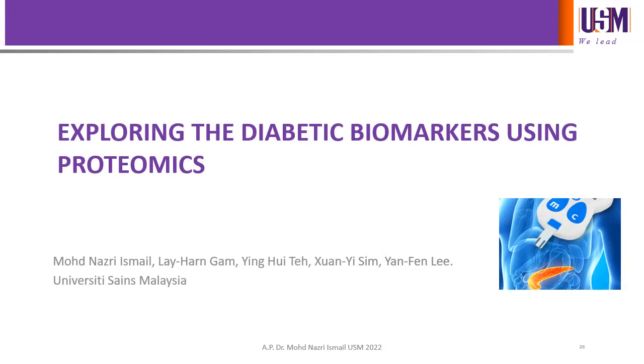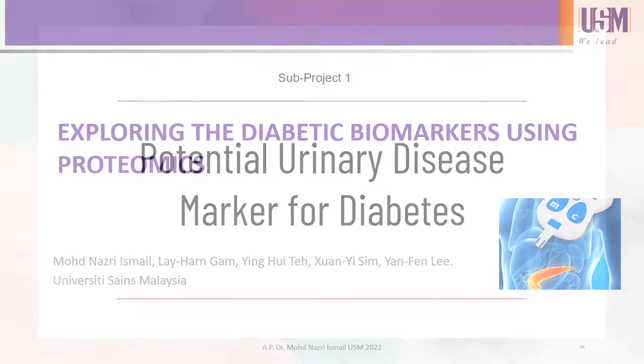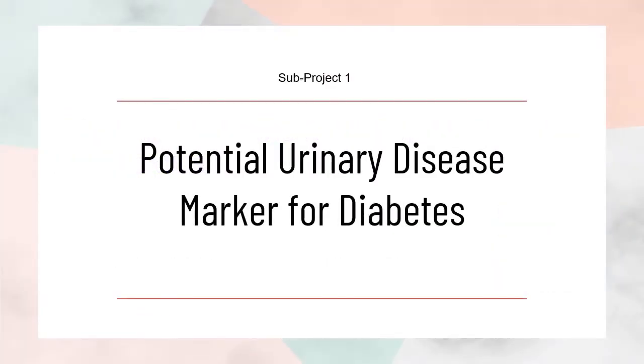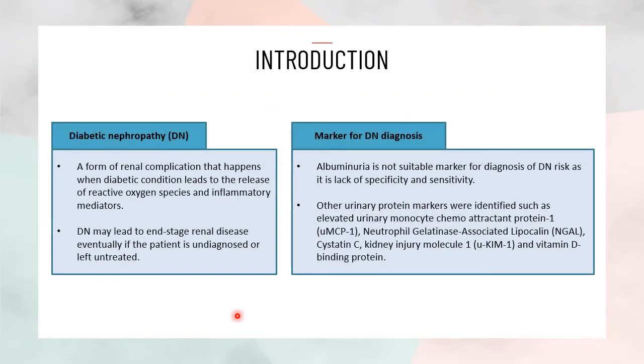Now I would like to move on to the next project, which is to explore diabetic biomarkers using proteomics. The first sub-project looked at the potential urinary disease marker for diabetes. Diabetic nephropathy, or DN, is one of the renal complications that can happen in diabetic patients. It may eventually lead to end-stage renal disease if the patient is left untreated.